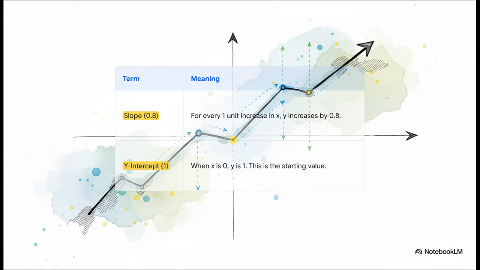But what do these numbers in our equation actually mean? They tell a story. The slope, our 0.8, that's the rate of change. It tells us that for every single step we take to the right on the graph, we expect to go up by 0.8. And the y-intercept, our 1, that's just our starting point. It tells us that if x is 0, our prediction for y is 1.